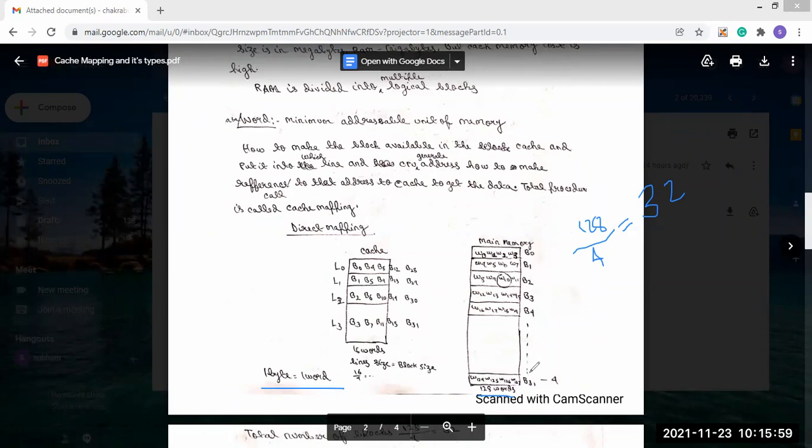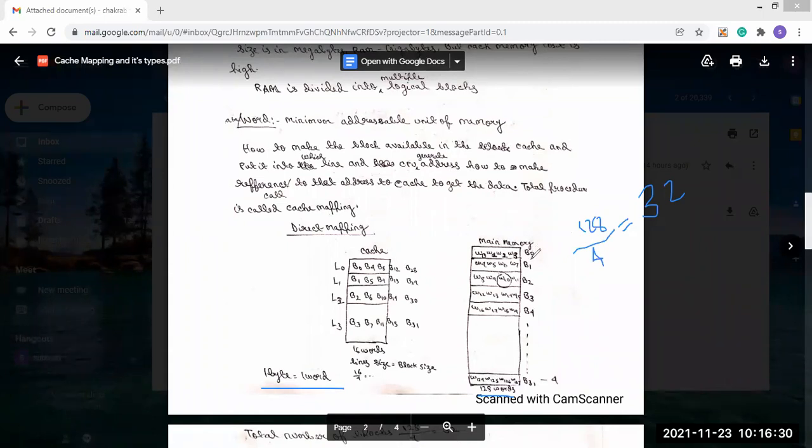32 blocks, and the block index should start from 0. So from B0 to B31, that means block number 0 to block number 31 will be present in our main memory. And each block can accommodate 4 words.